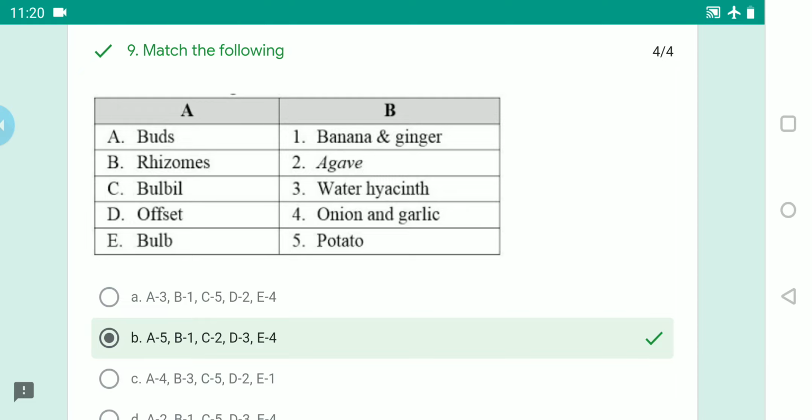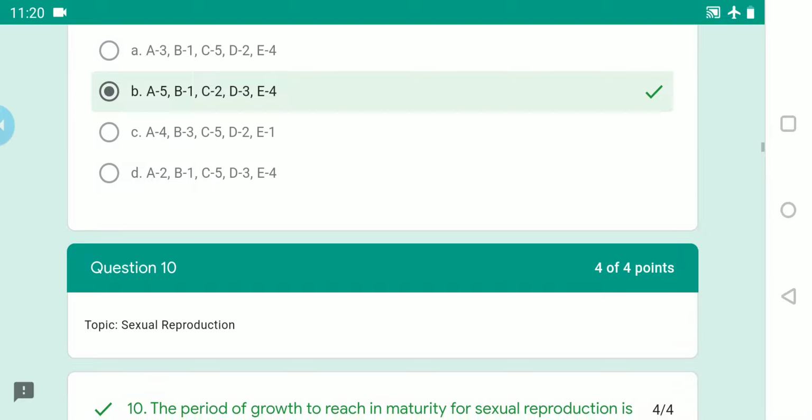Actually, it is a prostrate stem, isn't it? Then what about the next one? Bulb. Onion and garlic. The bulb is nothing but leafy, concentric ring-like structures, isn't it? Now, which is the right answer? Option B is the right answer for the 9th question.